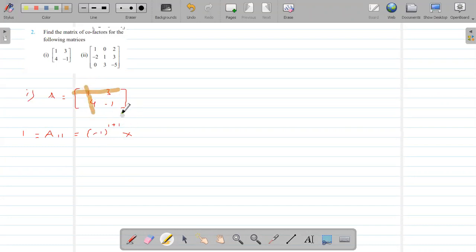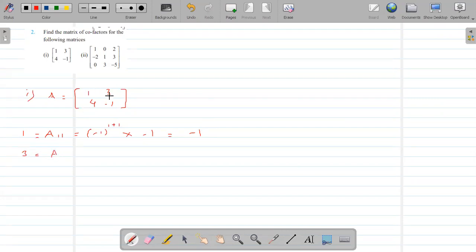So what is the remaining part here? -1. The remaining part is -1, right? Yes, sir. So I'll put that remaining part after the multiplication. Okay, now solve this and you will get your answer as -1. Am I right? Am I right till here? Yes, sir.